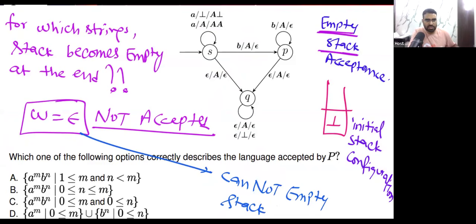Okay, so this is not accepted. Actually because of this you can remove all the options, all the options are eliminated, only one option will be remaining, and that option will be option A. So this is also another way you can solve this question.